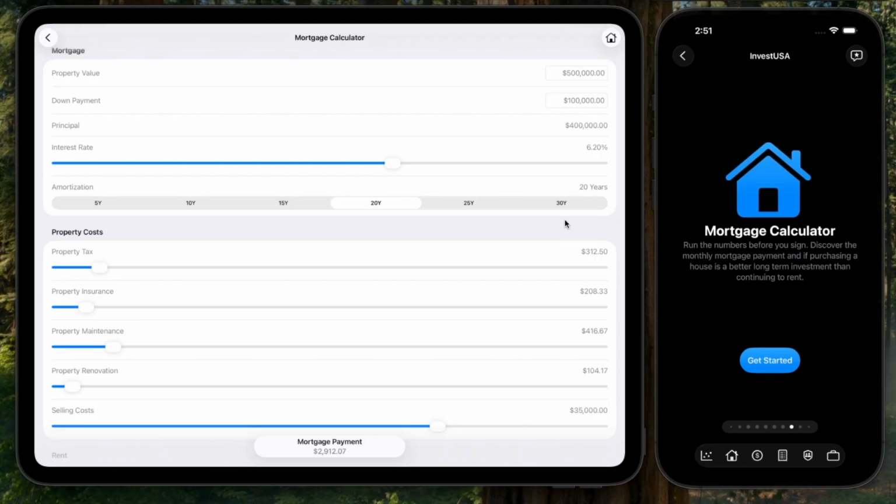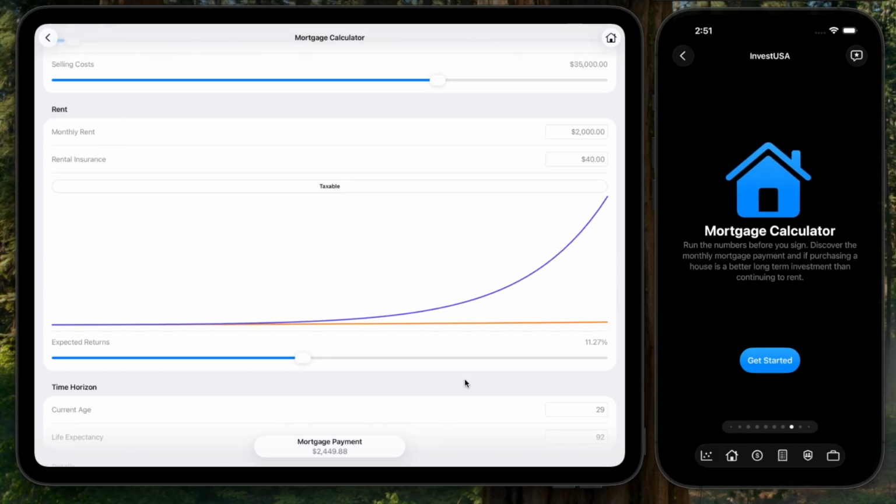Before we go any further, I am going to put the amortization back to 30 years. So we have a mortgage payment of around $2,449.88 with this example. Now we're going to look at the rent versus buy scenario. Here's where you put your monthly rent. Is it $2,000? Is it $2,200?